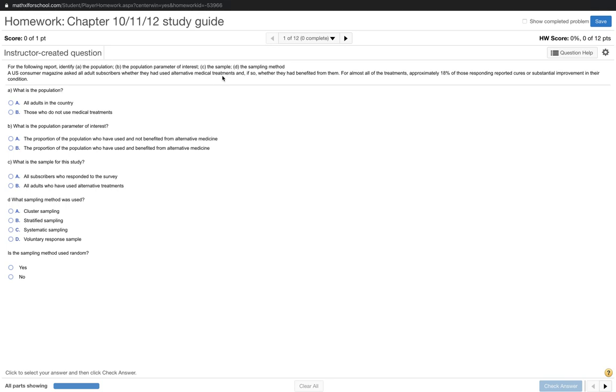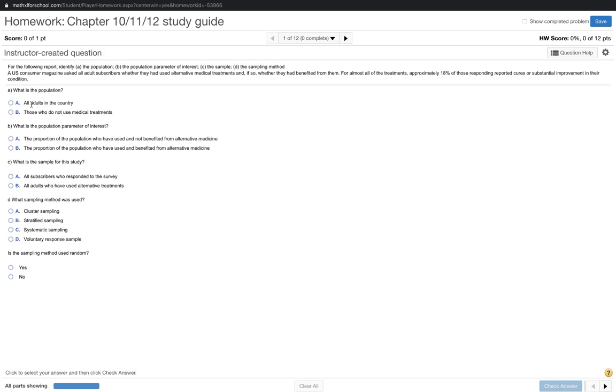A U.S. consumer magazine asked all adult subscribers whether they had used alternative medical treatments, and if so, whether they had benefited from them. For almost all of the treatments, approximately 18% of those responding reported cures or substantial improvement in their condition. What is the population? The population is who are they hoping to learn about, or what group of people are they hoping to learn about?